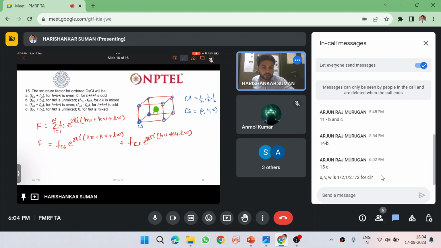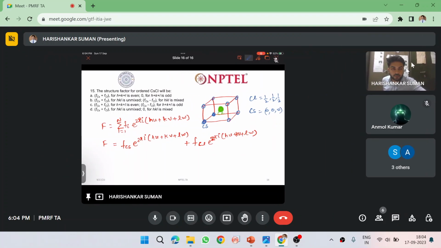Arjun, Cl at half, you can assume, and Cs at 0, 0, 0. Now, are you able to? If the position is this, yes sir, we will put the value, and I think then it will come C. So please calculate. I'm getting.